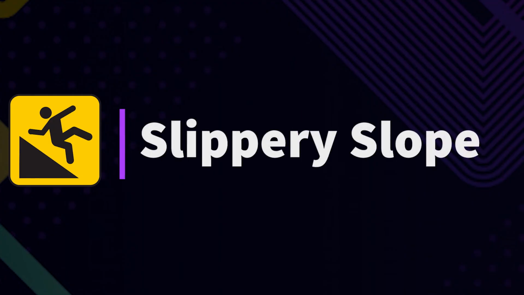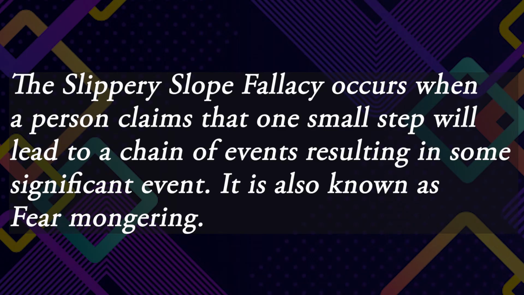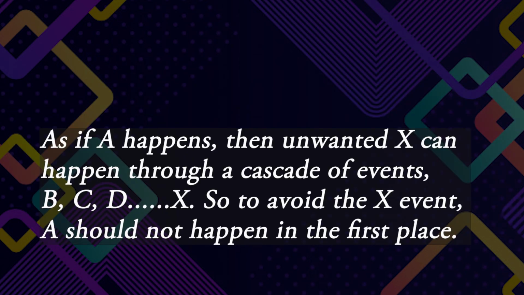20th, slippery slope fallacy. The slippery slope fallacy occurs when a person claims that one small step will lead to a chain of events resulting in some significant event. It is also known as fear-mongering. As in, if A happens, then unwanted X can happen through a cascade of events B, C, D, Y, X. So to avoid the X event, A should not happen in the first place.